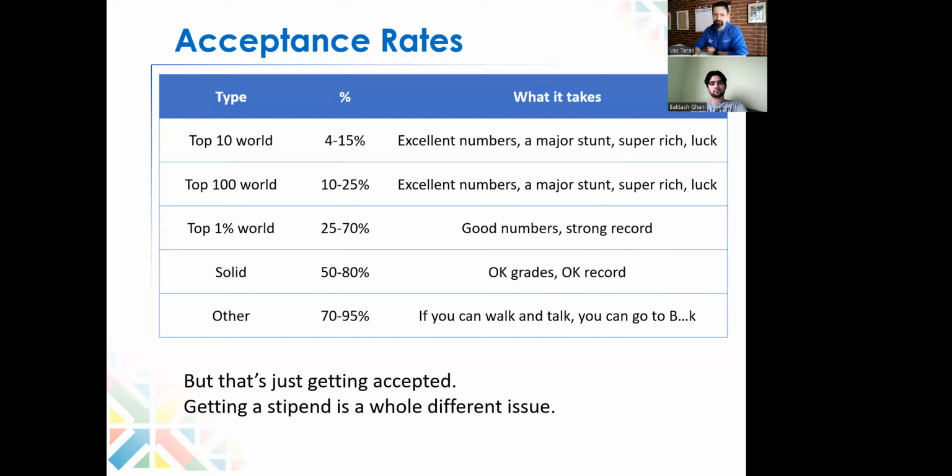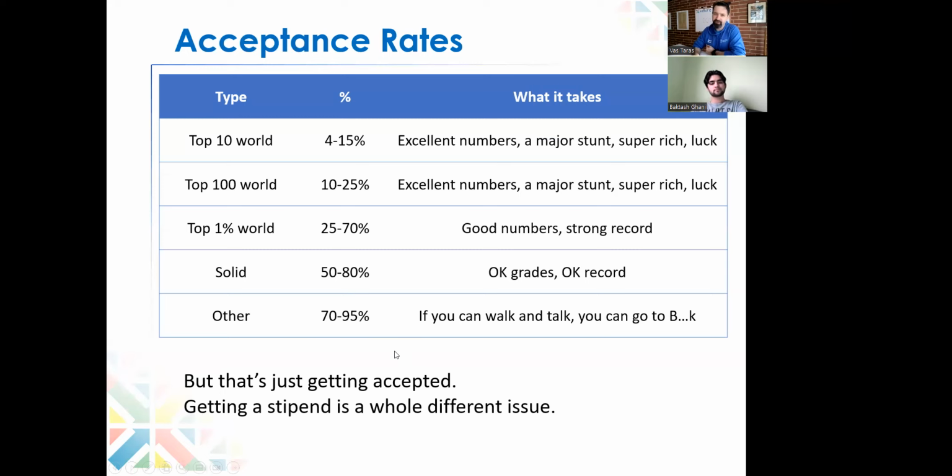I will not name some of the schools, but I've heard some expressions like, if you can walk and talk, you can go to, and the name of the school. By the way, that school is really good, but it happened to be in Canada, in a province where you have some of the best universities in the world, like University of Toronto, York, McMaster, Queen's, Western Ontario. And so this one becomes sort of like a small fish in a big pond. They sort of make fun of that school, even though it's a very respectable school. But then just getting accepted, so getting a stipend, it's a whole different story.